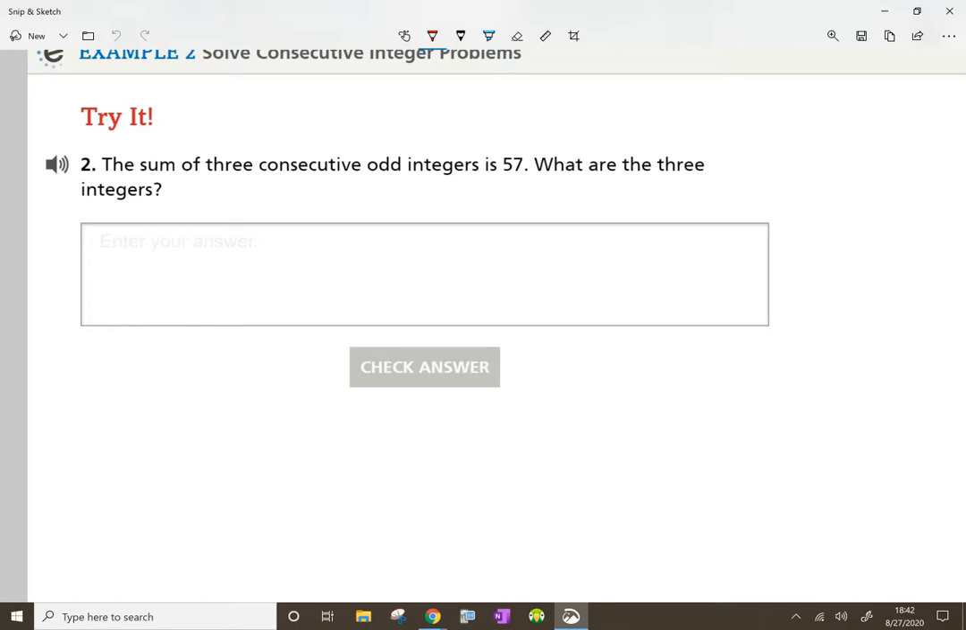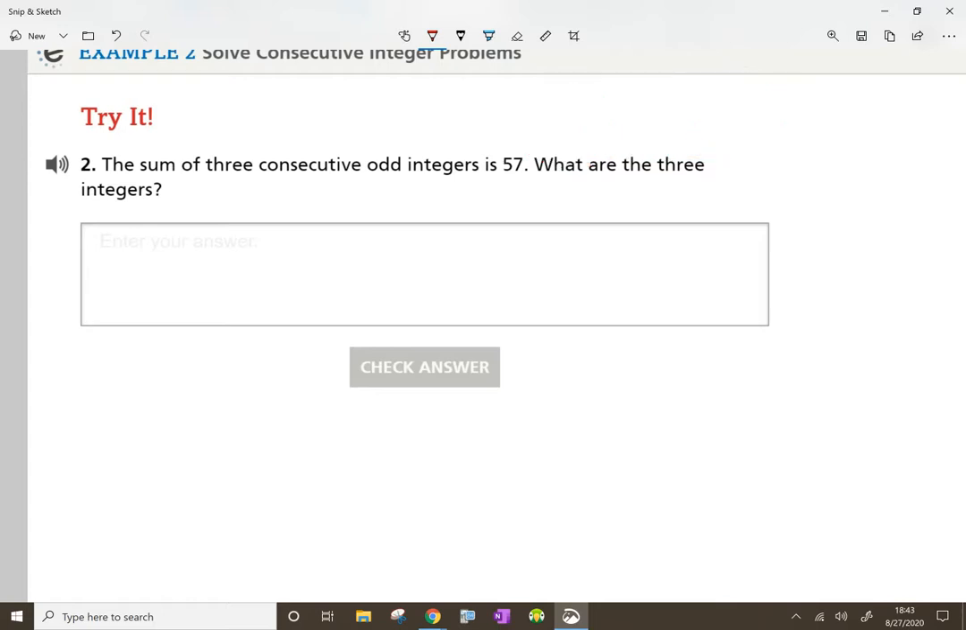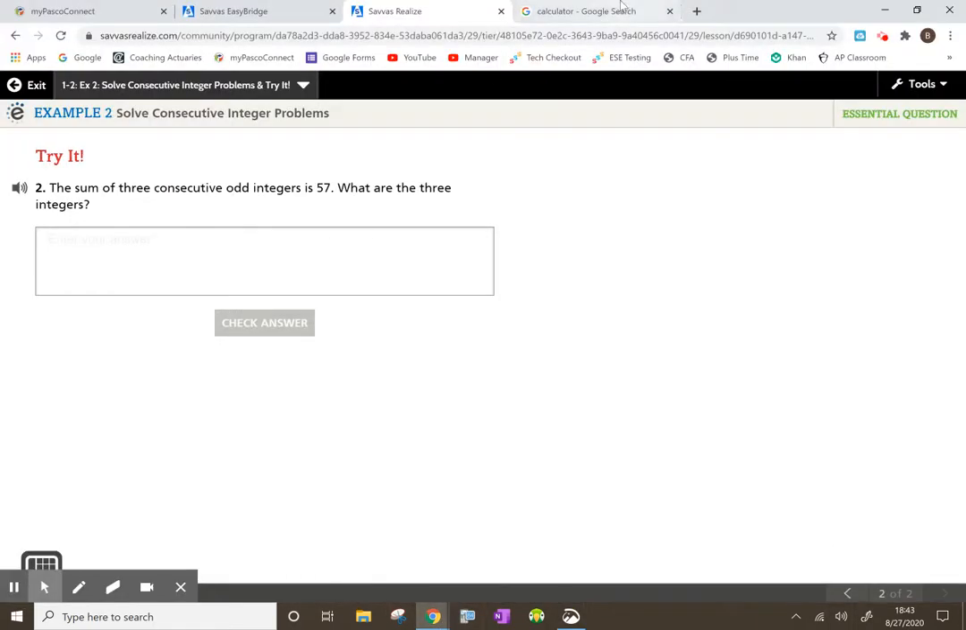So for example, that would be numbers like 5, 7, and 9, right? 3 consecutive odd numbers. So there's no evens here. Another example would be 11, 13, and 15. These are 3 consecutive odd numbers, okay? So again, if you want, we can try the guess and check strategy real quick. We can always give that a go.